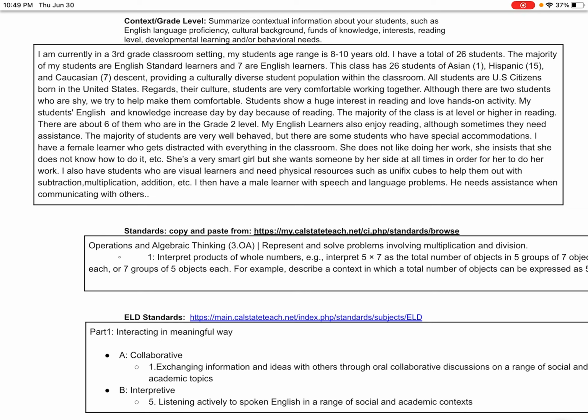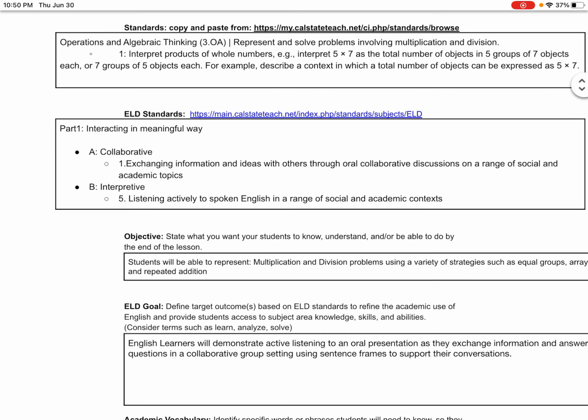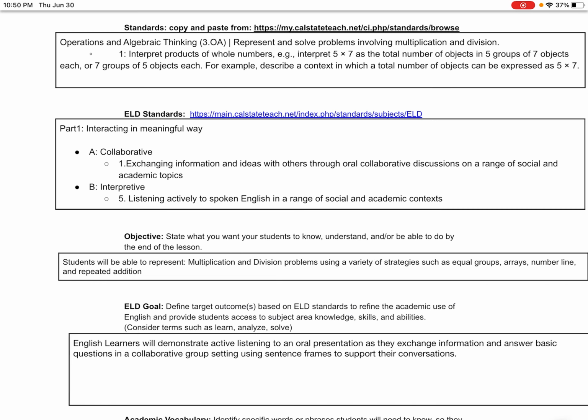So then I talked about how the majority of my class is at their grade level or higher in reading, but about 6 of them are in grade level 2. My English learners also enjoy reading, and I talked about my students who need additional support. So I'm not going to say the name, but if you could see right there, I say she is a very smart girl, but she wants someone by herself at all times. So that's one of my students. That's my focus student 3 right there. So just a breakdown of your class. How's everyone? How are they doing? Where are they struggling? What are the students' interests? Their grade level, etc.